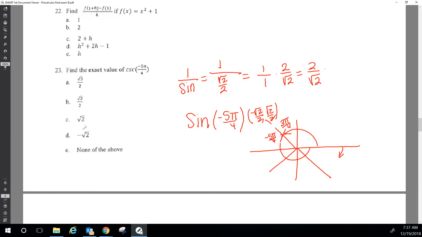Of course we can't leave it like that. We're going to rationalize the denominator. And I get 2 square root of 2 over 2. Finally, the 2's cancel out, and so that's just the square root of 2. And that's C.